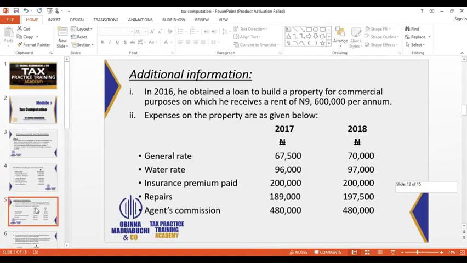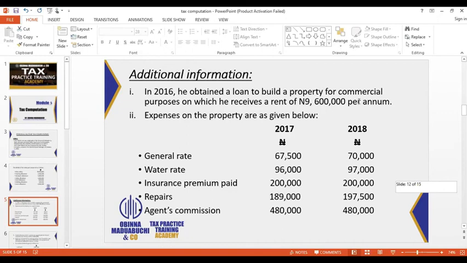Now let's look at if he has any additional information. So we have additional information from Chief Rotimi Eze. We are told that in 2016 he obtained a loan to build a property for commercial purposes, on which he received a rent of 9,600,000 per annum. So that means that apart from his normal salary, he's also doing other side business. And he started his side business in 2016, where he obtained a loan to build a property for commercial purposes, on which he received rent of 9.6 million.